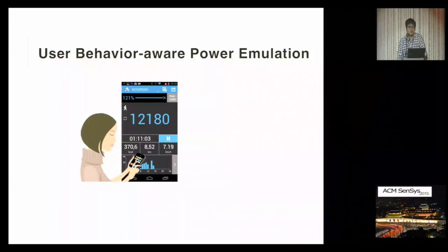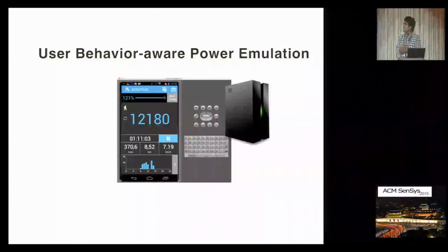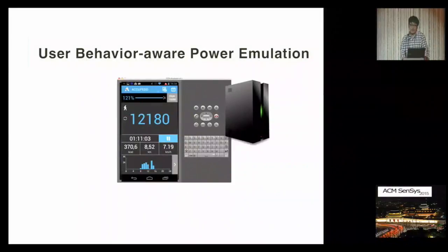To enable our grand idea of providing the power information to the application market, many components are necessary. In this work, we focus on accurately estimating power consumption with the collected user behavior traces. So for this purpose, we devise a user behavior-aware power emulation approach. The idea is simple. Instead of running the application on a user's smartphone, we emulate the application's power use on the cloud side.